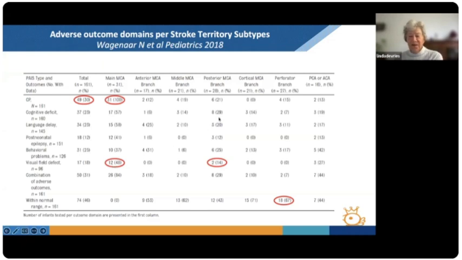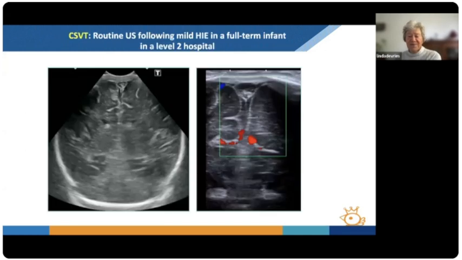But if you look at the children with, for instance, a posterior MCA, it's only 21%, and still some children with visual field defect, but none of the other subtypes did develop visual field defects. So it's really important to get some tailor-made precision medicine and talk to the parents about their baby and look at where the baby did in fact have a stroke. So I find this table helpful when talking to the parents.